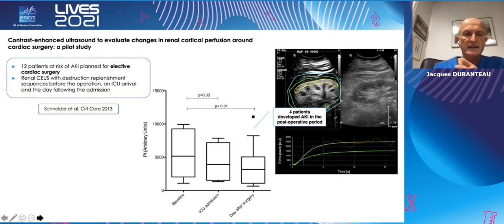And you can see that at the level of the cortex microcirculation, there is clearly, from baseline to the day after surgery, a decrease in the perfusion of the cortical microcirculation. It is important to notice that 4 patients developed acute kidney injury in the post-operative period.